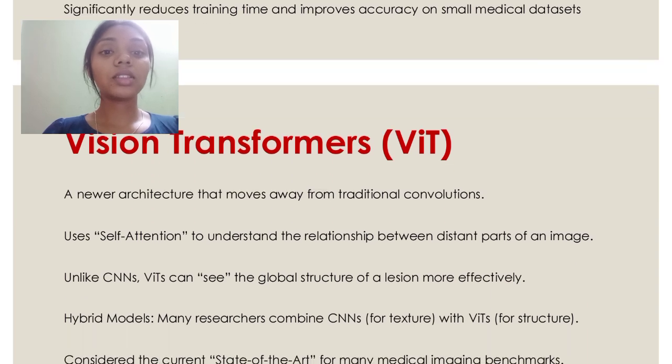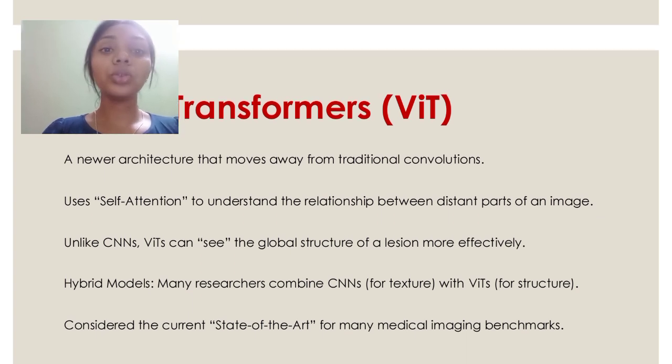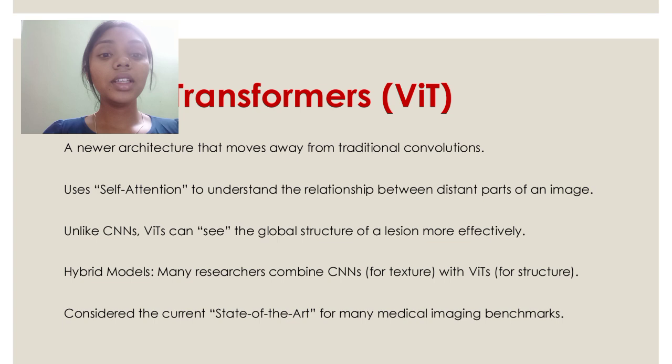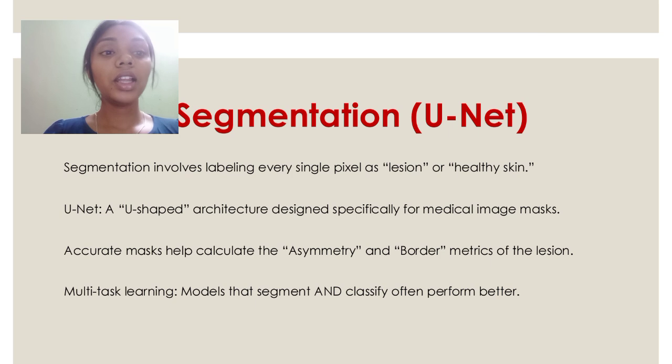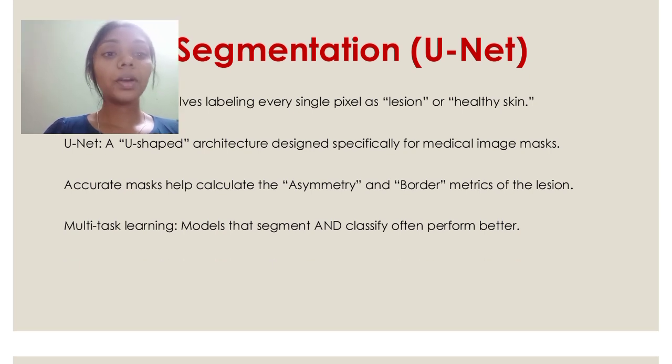And then is vision transformers, a newer architecture that moves away from the traditional convolution and uses self-attention to understand the relationship between distinct parts of the image, and is considered the current state of the art for many medical imaging benchmarks. Lesion segmentation. Segmentation involves labeling every single pixel as a lesion or healthy skin. U-Net, a U-shaped architecture designed specifically for medical image masks. Multitask learning models that segment and classify often perform better.